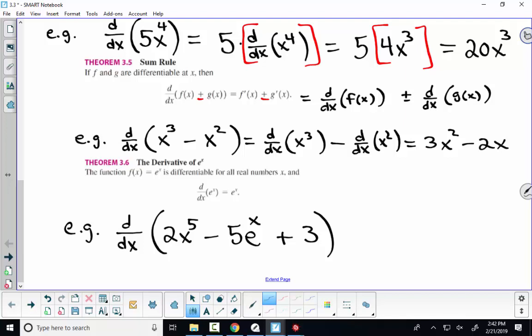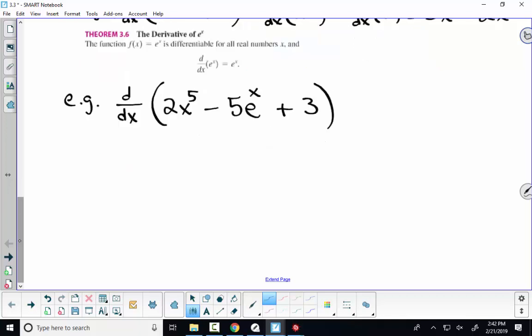Because there's the sum and difference of functions. Here's a power of x, here's a constant times e to the x. So really all those rules culminate, and we can take the derivative of this function as well. So what would the derivative of this function be?